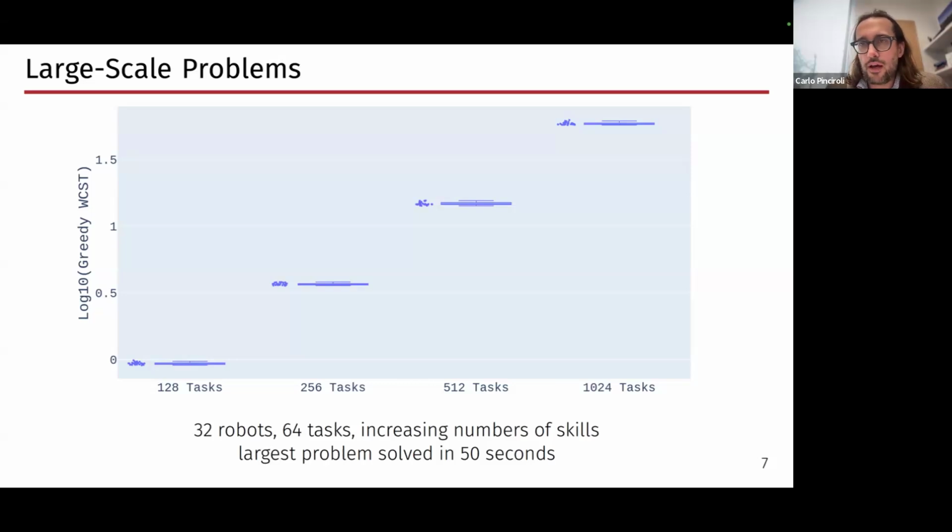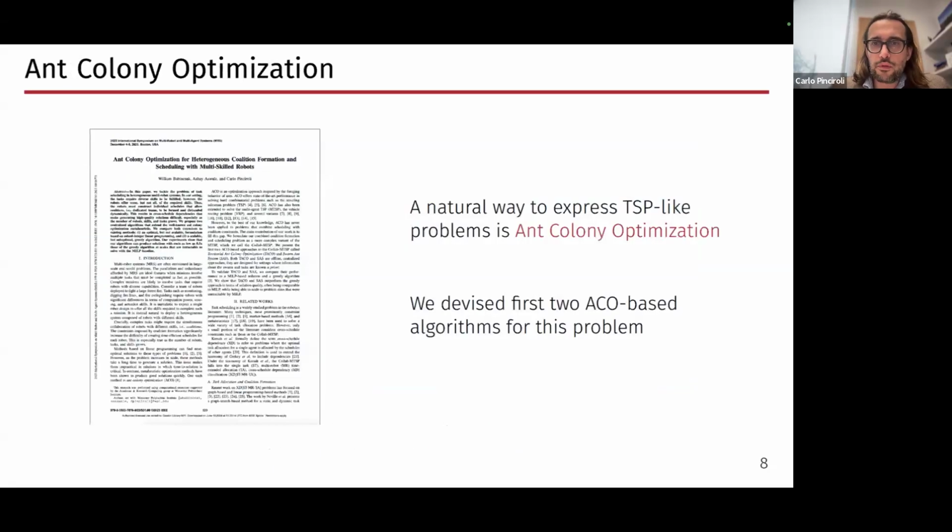So now we have a very slow but optimal algorithm and a very fast, crude, simple algorithm that gives us results very quickly. What I'm trying to get to here is to fill the gap between these two extremes. One of the things that we thought about was to take advantage of a family of algorithms, a meta-heuristic called ant colony optimization.